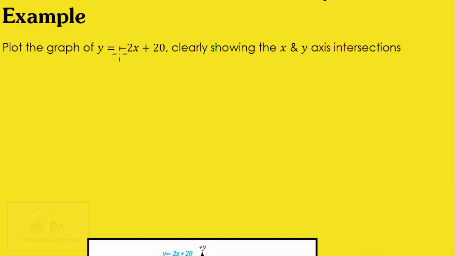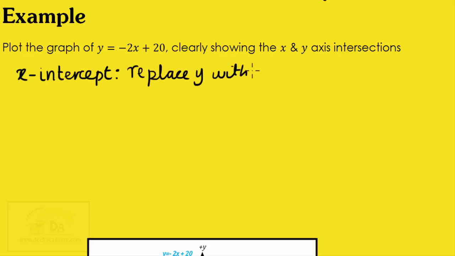It says, plot the graph of y equals minus 2x plus 20, clearly showing the x and y axis intersections. The x-axis intersection is the x-intercept. The y-axis intersection is the y-intercept. So we're going to determine them before even going to plot our graph. So the x-intercept, to determine the x-intercept, replace y with 0 in the equation. Doing so, this is our equation: 0 equals minus 2x plus 20.